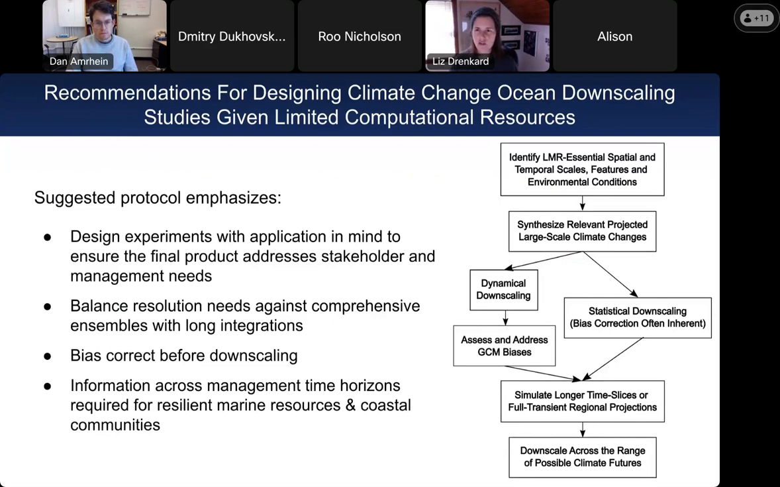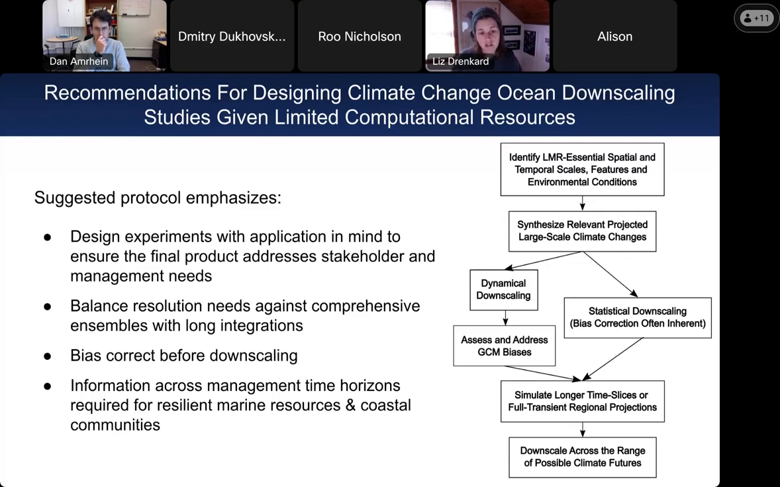So we came up with a protocol essentially listing out the important steps to consider. I don't necessarily need to go through all of it, but when we are designing these climate change ocean downscaling studies, these are some of the considerations we wanted to take into account. In particular, you want your experiments, your design and configuration, to really be able to get the variables and the scales and the features that are really important to address the stakeholder management needs. So if you need some understanding of, for example, ocean acidification and how that might change over time or its variability, obviously you would need to include a biogeochemical component to your model.